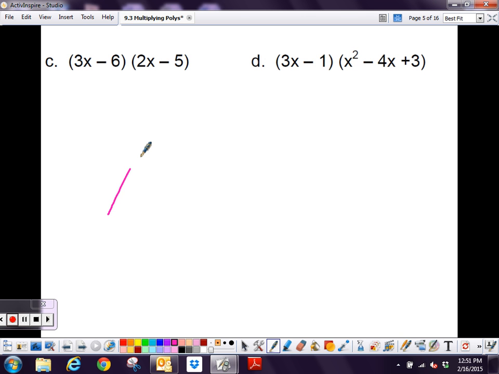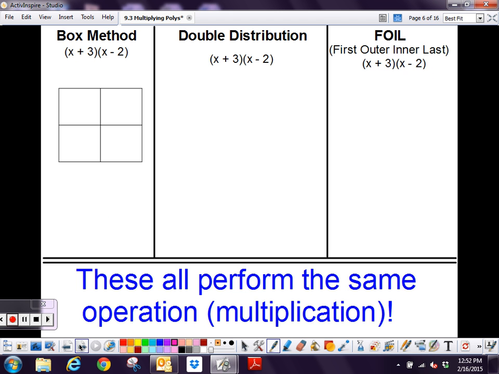Okay, we're going to just skip these two. Just notice that D is a binomial times a trinomial, so just make sure that you'll know how to do those. This is just showing the 3 different methods that you could use. I don't really love the box method. You'll actually do something similar to that in biology. But I'm not going to go over it here because we just need to know how to do this without the box. Okay, you don't want to have 50 boxes on your paper when you're working through these.